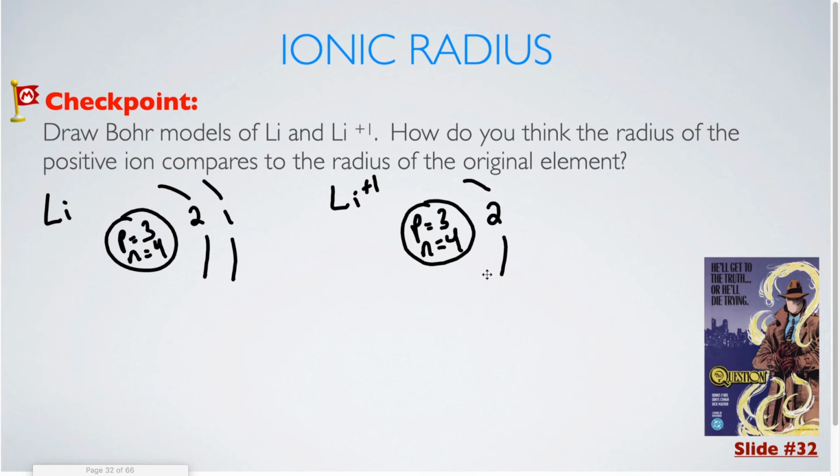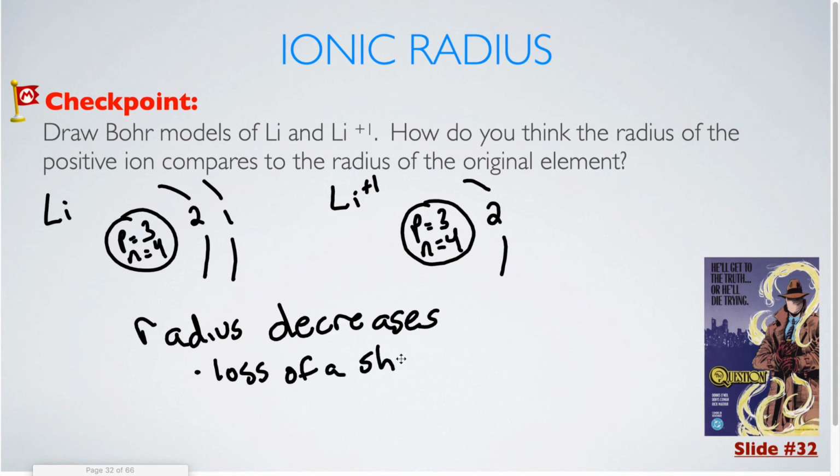Now for the follow-up question, it says, how do you think the radius of the positive ion is going to compare to the radius of the original element? And this one is relatively simple to see. In the process of going from lithium to lithium +1, I have lost that outermost shell. So the radius is going to decrease. Part of that is because we lost the shell.